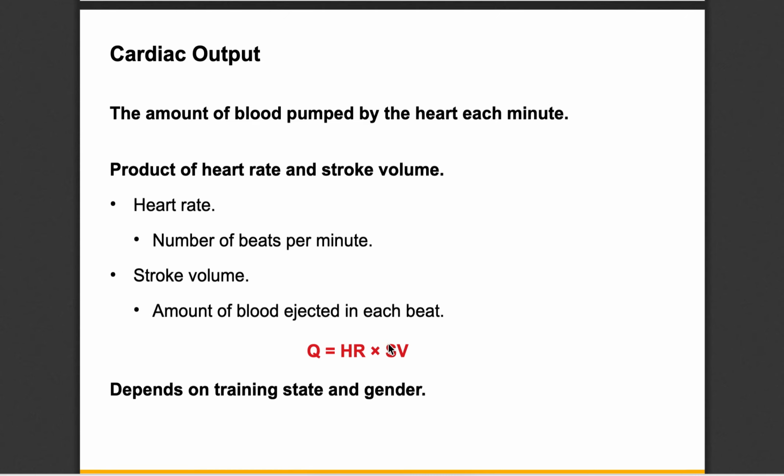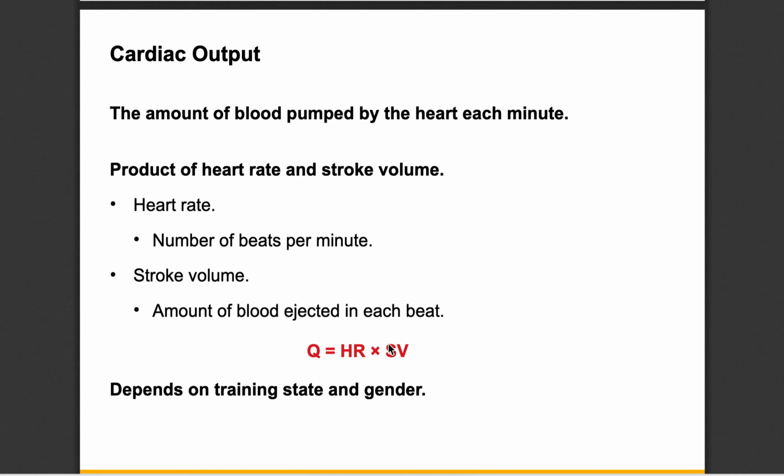And so you can look at each of these pieces. There are two things that will determine how much blood your body moves every minute: your heart rate, so the number of beats you have every minute, and the stroke volume, which is simply how much blood is ejected every time your heart beats. This is very dependent on training status and even gender and how big your heart is. So every time your heart beats, you deliver a certain amount of blood, and you have a heart rate, which is how many times it beats in a minute. You multiply those together, you get cardiac output.